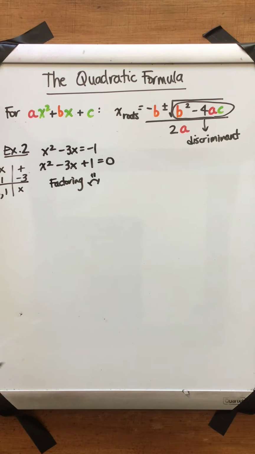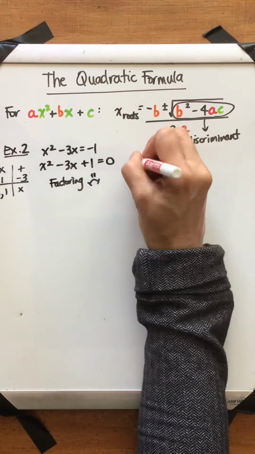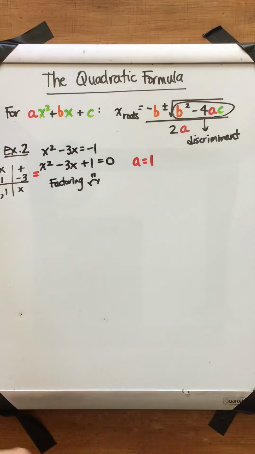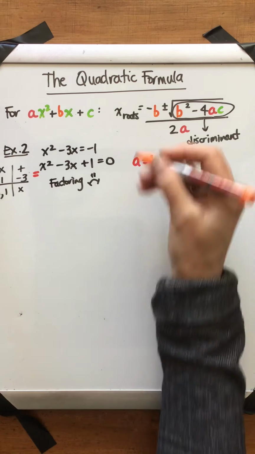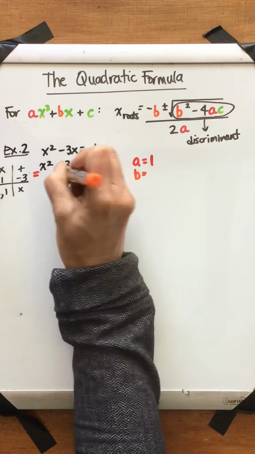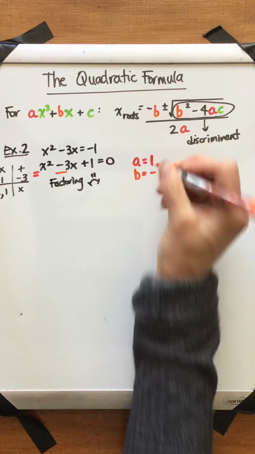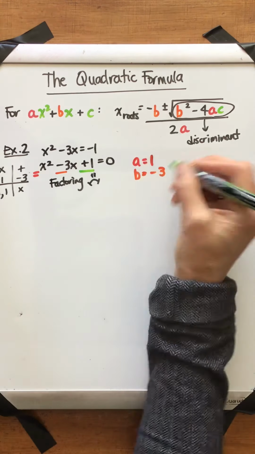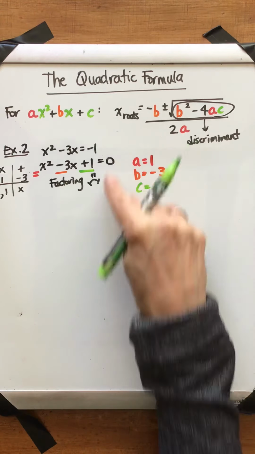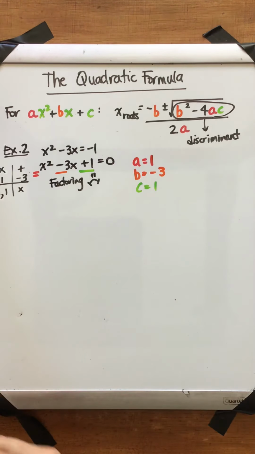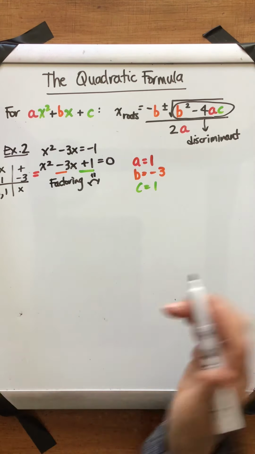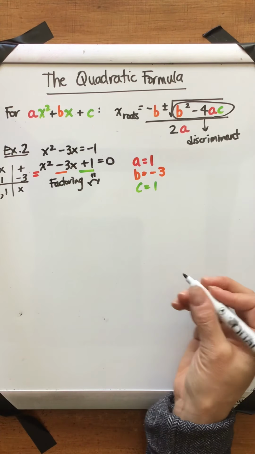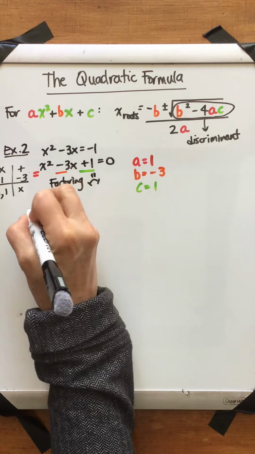So let's be explicit while we're learning how to use it. Our A value is equal to, right here, a 1. Our B value in standard form here is negative 3. And our C value right here is equal to 1. And sometimes while you're learning, it's nice just to put those out there so that you can make the substitution easier without any crazy little negative errors. So let's find these roots.